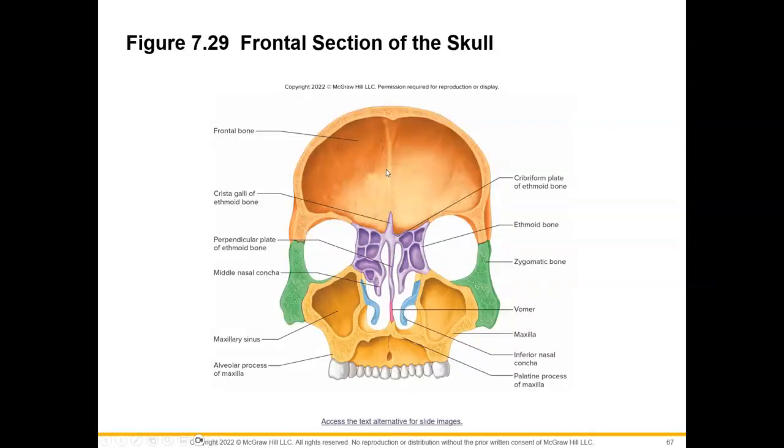And this is a frontal section of the skull. Again, it shows many of those bones and bone parts we just talked about and some of the sinuses.